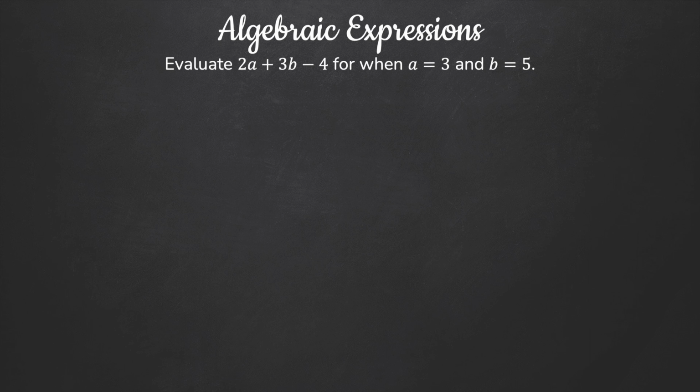The first thing we want to do here is substitute our variables for their known values. That means we're going to substitute a for 3 and b for 5. So now we have 2 times 3 plus 3 times 5 minus 4. We're going to use order of operations to help us evaluate this expression.